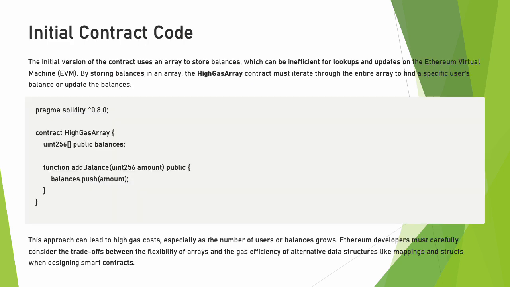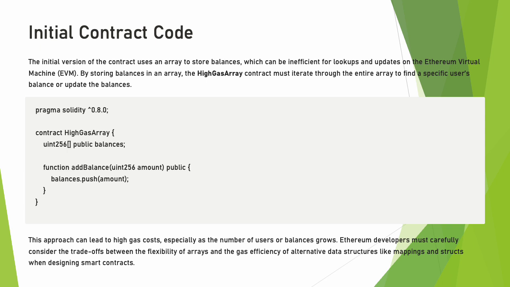Here is the initial contract code. The initial version of the contract uses an array to store balances, which is inefficient on the EVM. By storing balances in an array, the high gas array contract must iterate through the entire array to find a specific user's balance or update the balance. Each time the add balance function is called, which takes an input amount, the balance is pushed into the balances array. This approach can lead to high gas cost, especially as the number of users or balances grows.